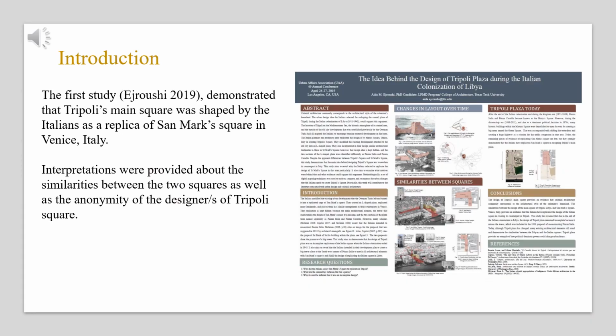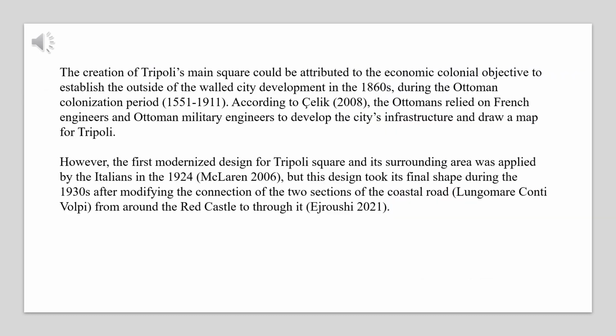The first study, Ejroushi 2019, demonstrated that Tripoli's main square was shaped by the Italians as a replica of San Marco Square in Venice, Italy. Interpretations were provided about the similarities between the two squares as well as the anonymity of the designer or designers of Tripoli Square. The creation of Tripoli's main square could be attributed to the economic colonial objective to establish the outside of the walled city development in the 1860s during the Ottoman colonial period, 1551 to 1911.